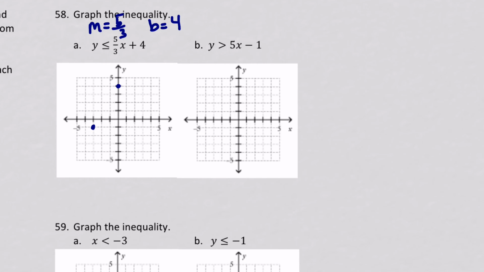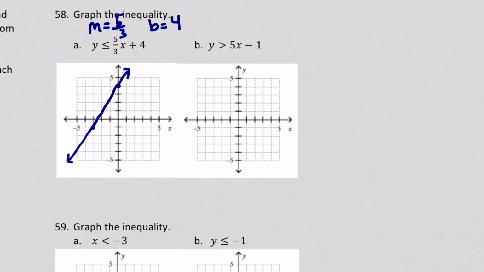There you go. Now the last thing you check before you draw your line is to see if it's supposed to be dashed or solid. If you see the little equal sign underneath, that means solid. If you don't see it, like here, that means dashed. So this one's going to be solid. Okay, and last, we need to shade. Inequalities always need to be shaded. You cannot just draw a line and leave it. Okay, so if you see an inequality, there has to be some shading happening here.